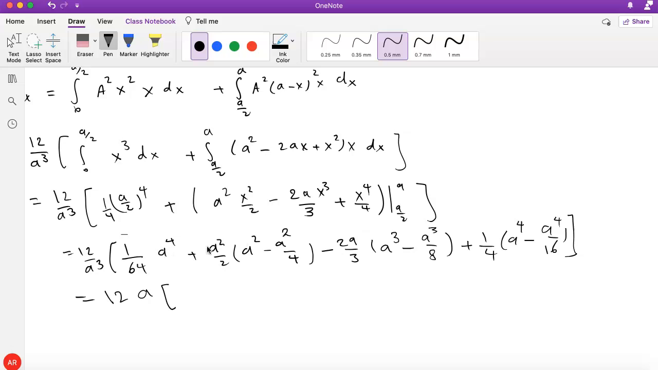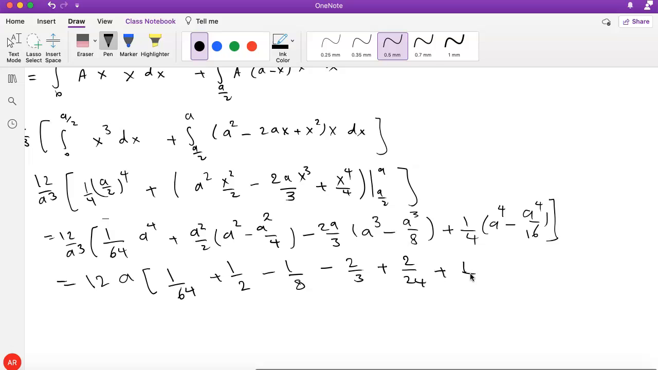And let's see what's left inside. So I forget about all these a to the fourth factors. I factored them out and divided by a cubed, so I'm left with an a. So I have 1 over 64 plus 1 over 2 minus 1 over 2 times 8, which is 2 times 4, which is 8. Minus 2/3 plus 2 over 24. 3 times 8 is 24. Plus 1 over 4 minus 1 over 64, right? 4 times 16.